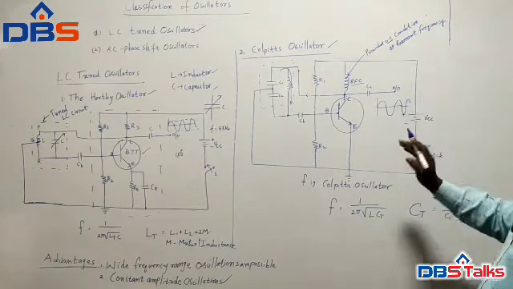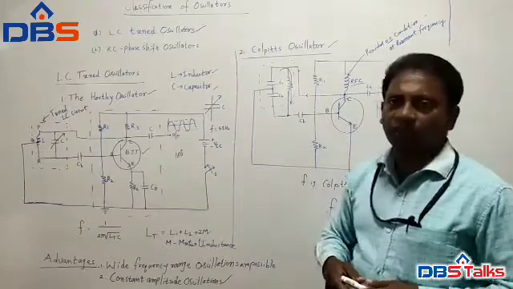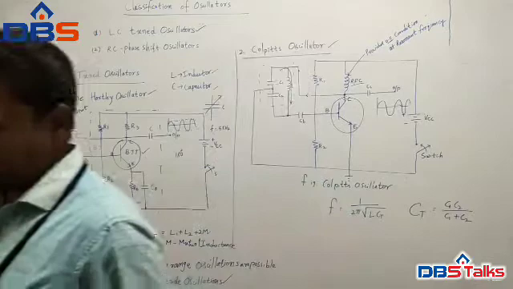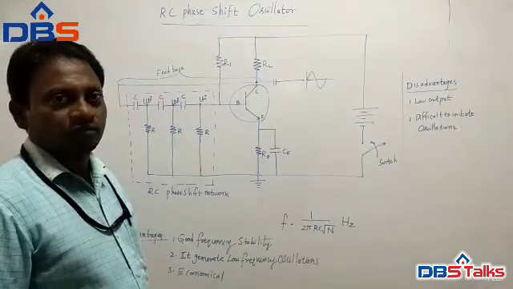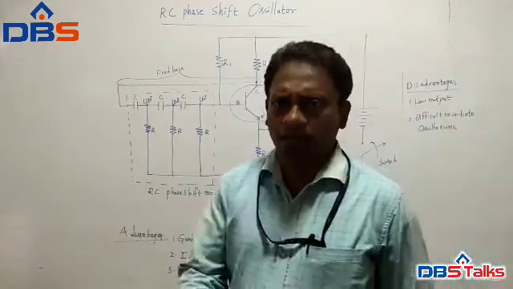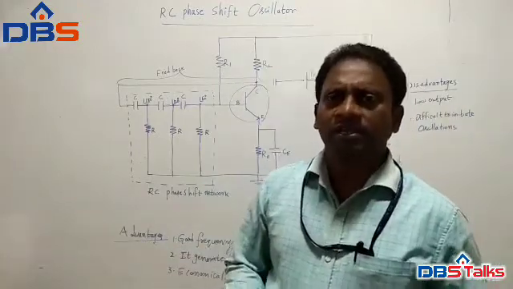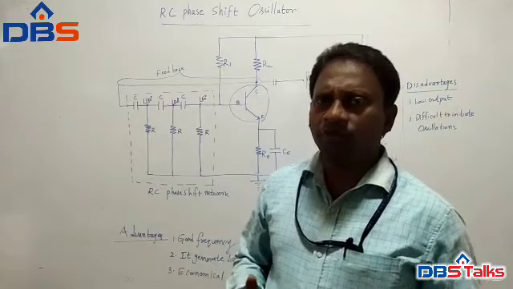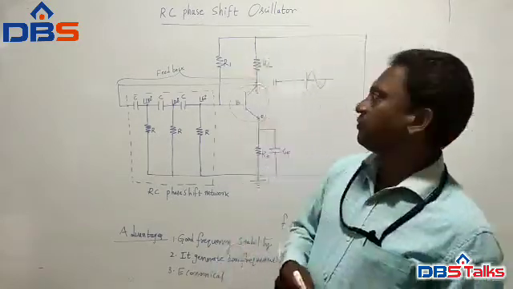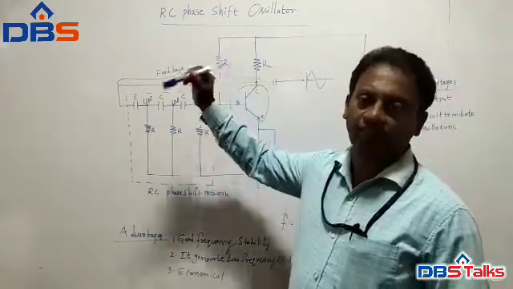Okay, so these are the two types of LC tuned oscillators in our syllabus. Now we will see another type of oscillator. Just now we have seen the LC tuned oscillators. Now we will see the RC oscillator. Okay, RC oscillator, R for resistor, C for capacitor.